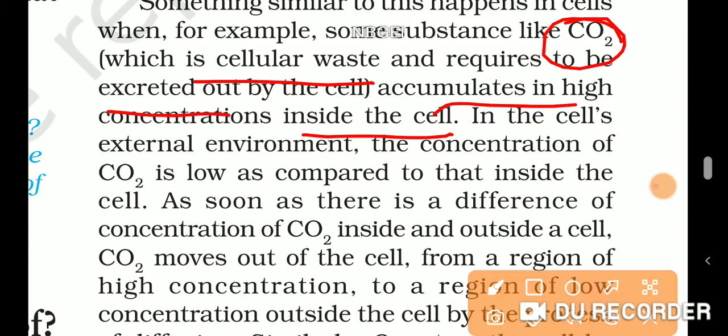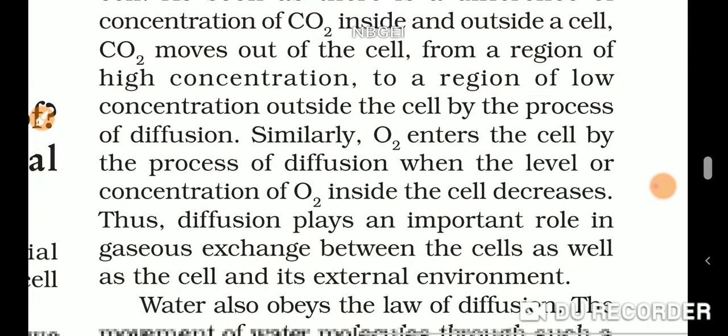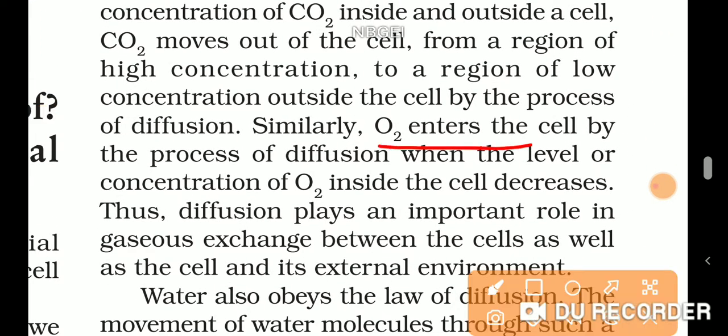In the external environment of the cell, the concentration of CO2 is low. As compared to inside the cell, as soon as there is a difference in the concentration of CO2 inside and outside the cell, CO2 is excreted out and oxygen gas enters. So oxygen enters the cell by the process of diffusion. Whenever the concentration of carbon dioxide is higher inside the cell and it is excreted by the cell, the oxygen gas enters into the cell. This process is called diffusion.